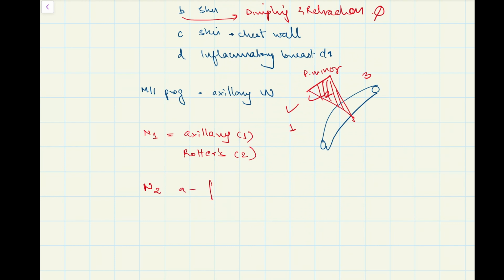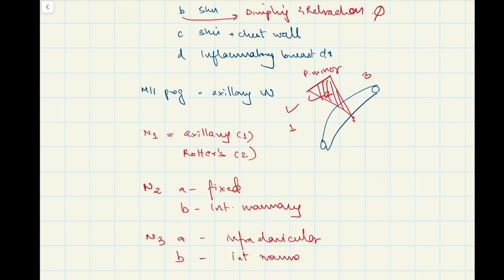N2a is a fixed lymph node, while b is involvement of internal mammary lymph node. N3a is the involvement of infraclavicular lymph node. b is the involvement of internal mammary and axillary lymph node, and c is the involvement of supraclavicular lymph node. Very important point to note is that if contralateral lymph node is involved, it is taken as mets or M1 stage.